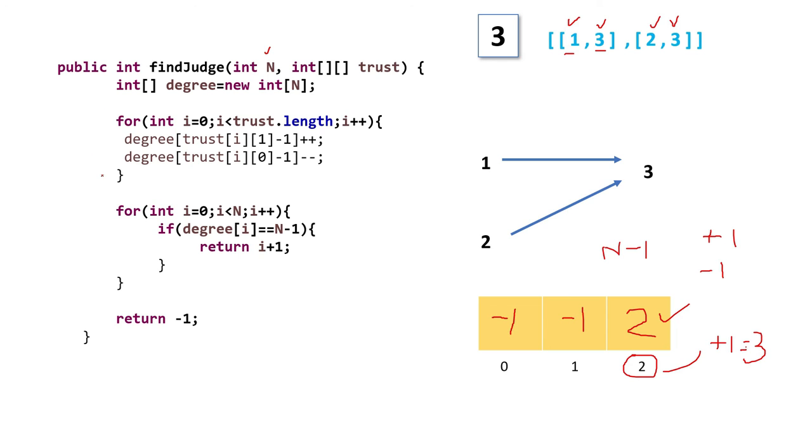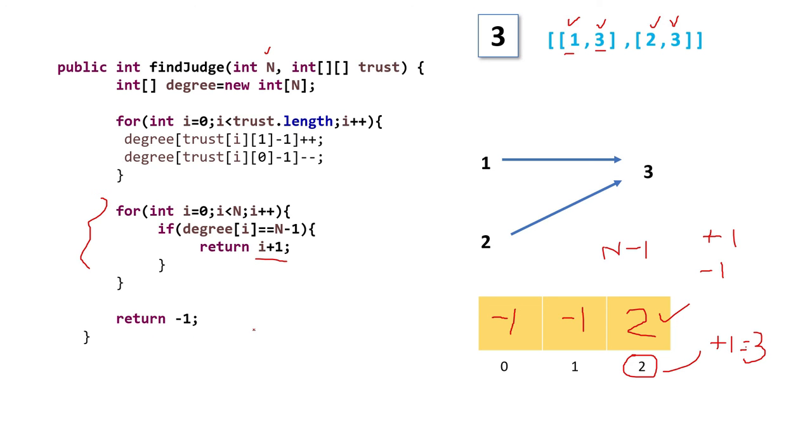After calculating the in degree and out degree, we are checking which particular index position has the degree value as n minus 1. When we get that one, we are returning i plus 1. Here if you check, the same thing we are doing. And if we are not getting anything which is satisfying this part, then we are returning minus 1.